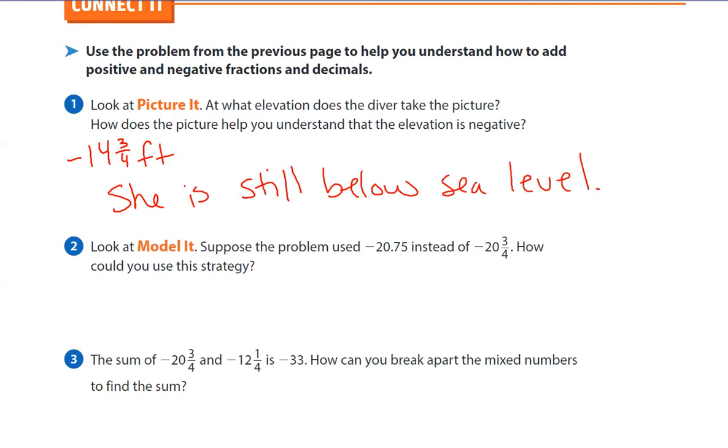So the second one now. Suppose that the problem uses a decimal instead of a fraction. Actually, since I want to be consistent, I want to keep that negative red. How could you use this strategy? So instead of splitting the negative 20 3/4 into negative 20, negative 3/4, we just split it into a negative 20 and negative 0.75. It's the same thing, right?